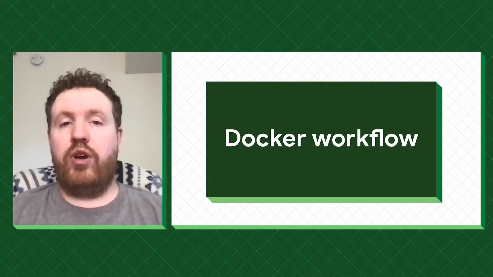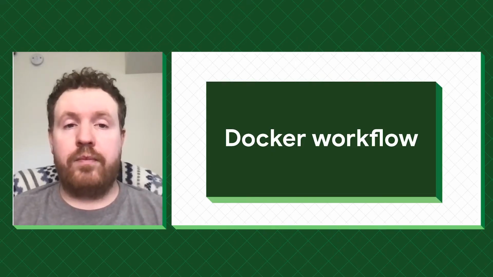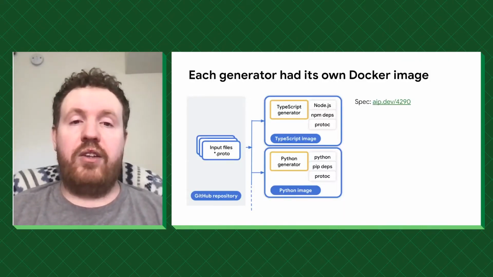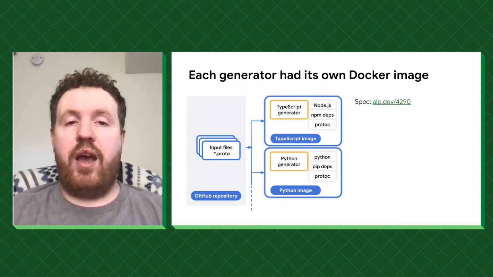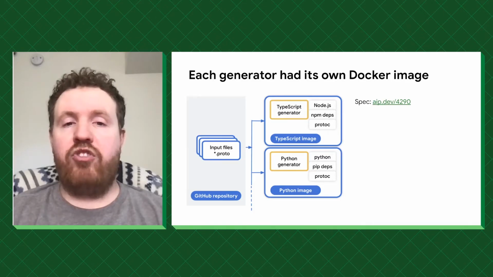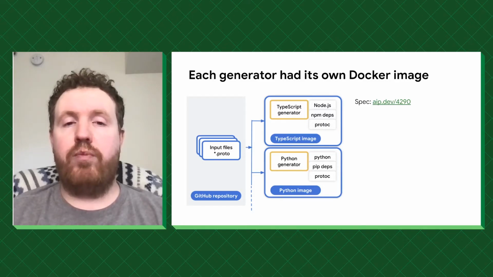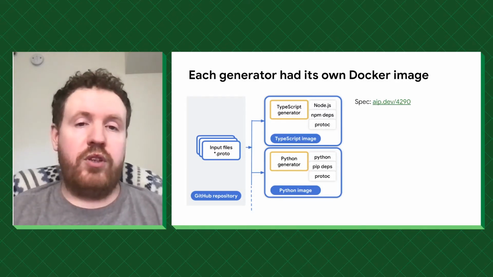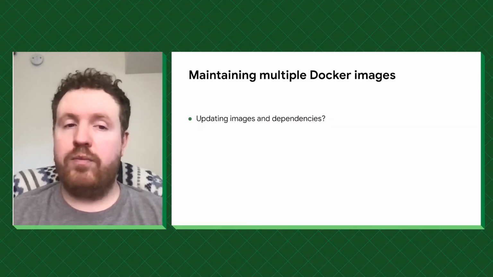So we needed to have 7 language environments for generating client libraries, so Docker was an obvious choice. We had a Docker image for the TypeScript generator that had Node.js inside, and then we had a Docker image for the Python generator, and so on for all 7 languages. And we had a spec that defined how all these images should behave. And it all worked, but the complexity of the infrastructure was just a little bit higher than we wanted.